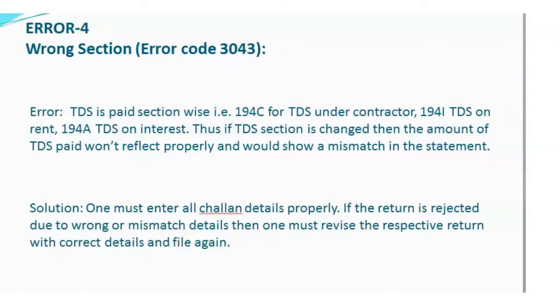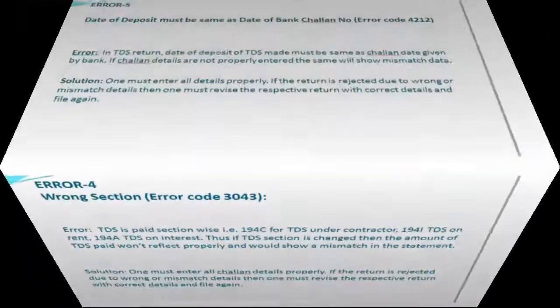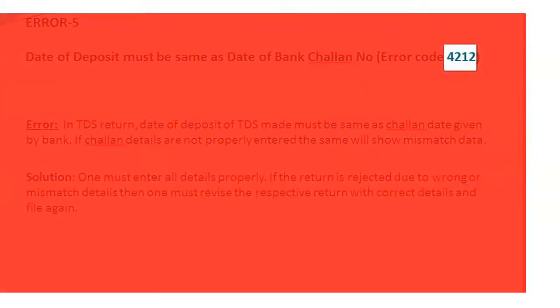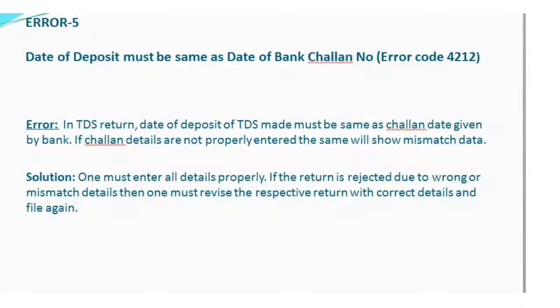If the return is rejected due to wrong or mismatched details, then one must revise the respective return with correct details and file it again. Now error number 5. Date of deposit must be the same as the bank challan date. Error code is 4212. In a TDS return, the date of deposit of TDS must be the same as the challan date given by the bank.